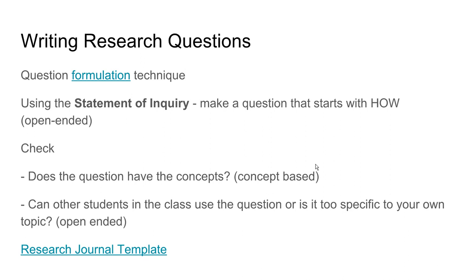The next step that we went through was to learn how to write research questions. At our school, students in humanities use a research journal from grade 6, and part of their assessment criteria for the MYP is to be able to explain a research question that they have formulated. And so I help them to use their statement of inquiry to make a question that's open-ended. So it starts with how, and then they can check with a partner to make sure that they have included the unit concepts in their overall research question.